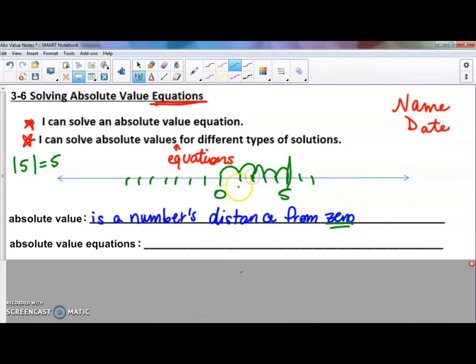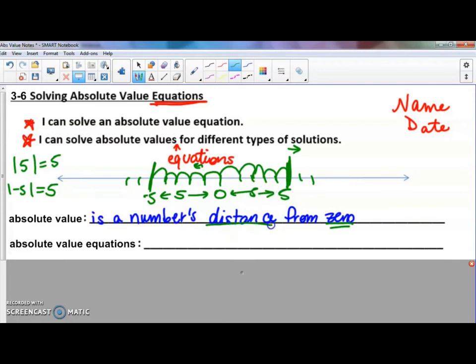But if you think about a number line, it goes two ways. It goes to the right, but it also goes to the left. So what else is 5 away from 0? That would be our negative 5. So the absolute value of negative 5 is also 5, because we can go left 1, 2, 3, 4, 5 to negative 5. So negative 5 is 5 units away from 0, and positive 5 is also 5 units away from 0.